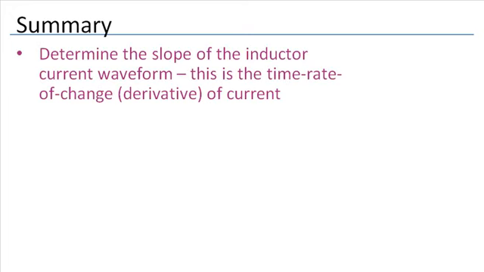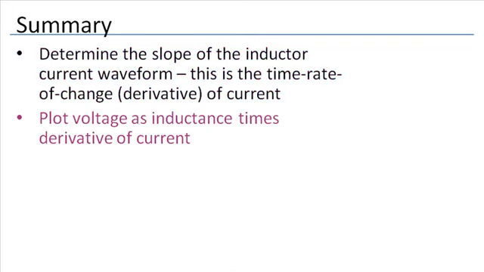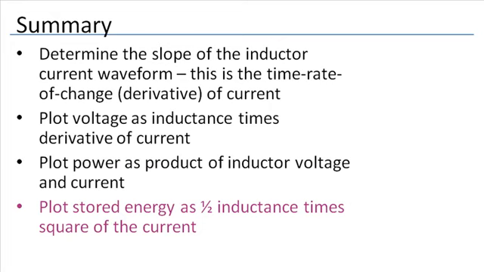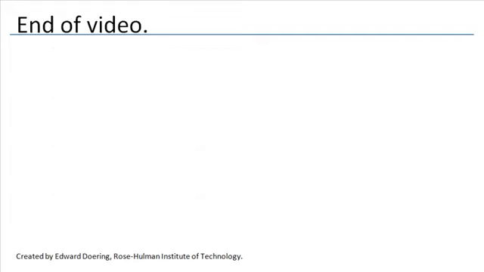Well, let's summarize the problem-solving approach we use for this problem. First, we determine the slope of the inductor current waveform. This is the time rate of change, or derivative, of current. We then plotted the voltage as inductance times the derivative of the current, and then plotted power as the product of the inductor voltage and current. Lastly, we plotted the stored energy as 1/2 the inductance times the square of the current. That wraps it up for this inductor problem.